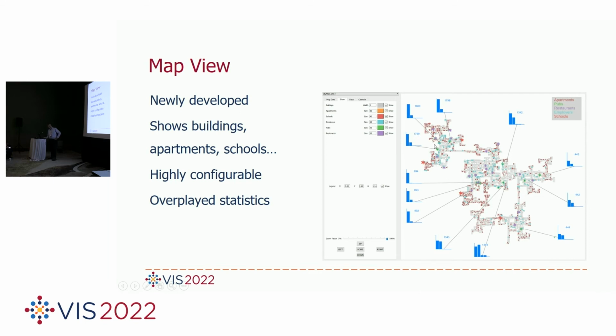We can also here switch on and off these special buildings or special positions. We can show the map with buildings or without, with apartments, schools, employers, pubs, and restaurants. And we can adjust the size of the glyphs for each, colors, and so on. And we did something else. We allow showing additional statistics on the map itself.